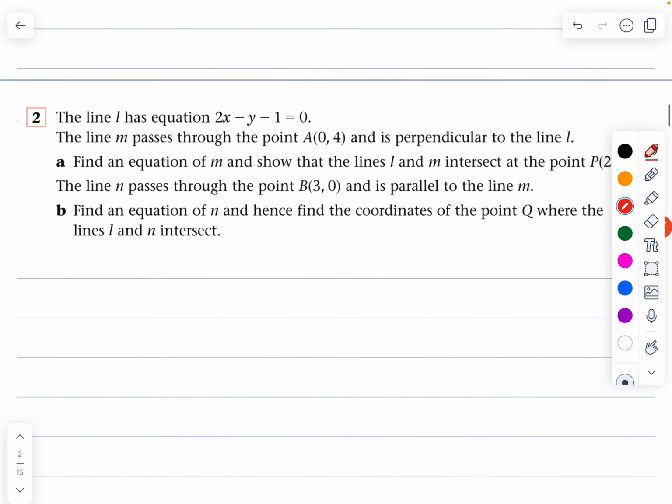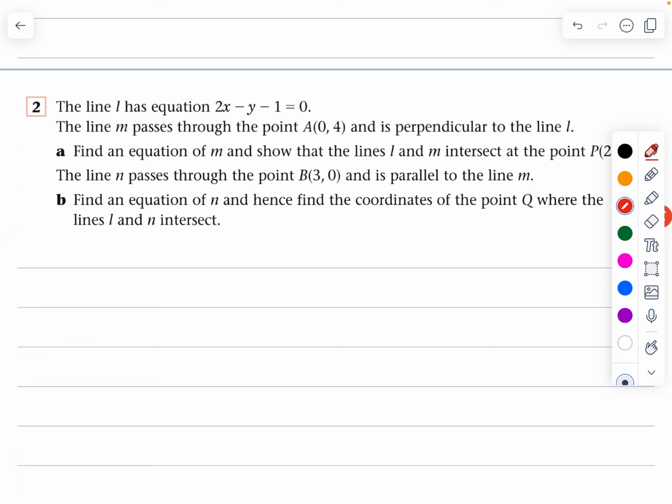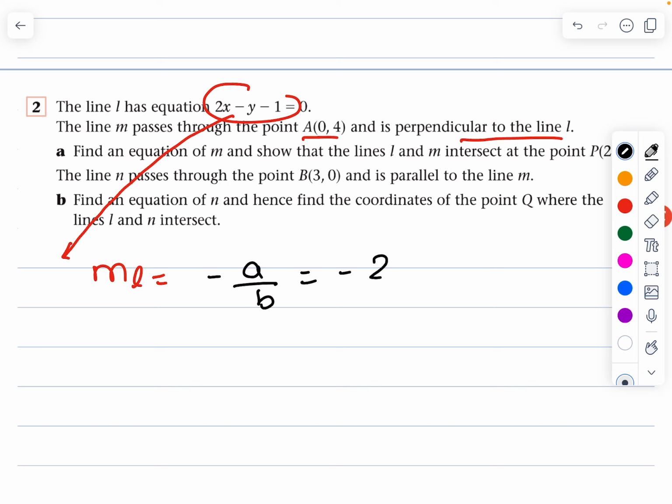Now coming to the second question. What is the second question? The line L has an equation 2x minus y minus 1 equals 0. The line M passes through A (0, 4) and is perpendicular to L. So first of all, I'll be finding the gradient of L. What is the gradient of L? Minus a upon b, minus 2 upon minus 1, which is 2. So gradient of M will be -1 upon 2.